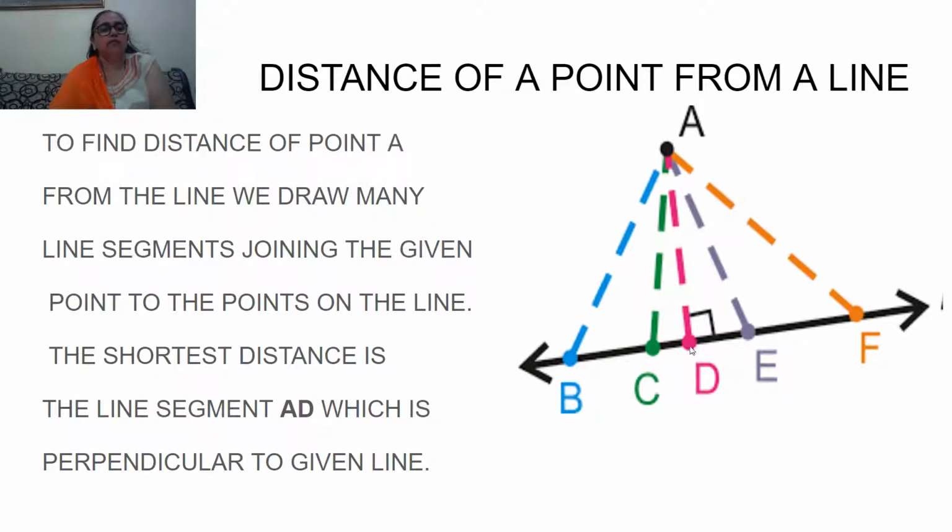Before proving them, let's find out what is the distance of a point from a line. The line is given and a point A is given outside it. Take different points B, C, D, E, F on the line and join them with the point A. We find that the segment AD is the shortest line segment, which we consider as the distance of a point from the line, and which is always perpendicular to the line.